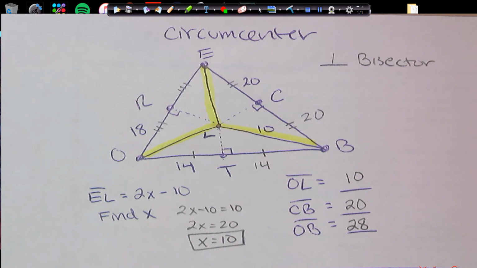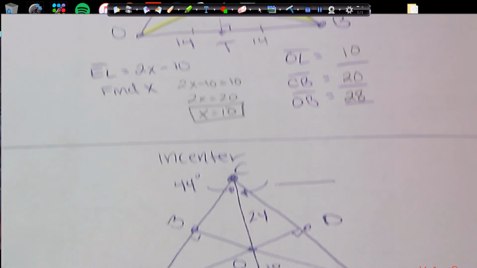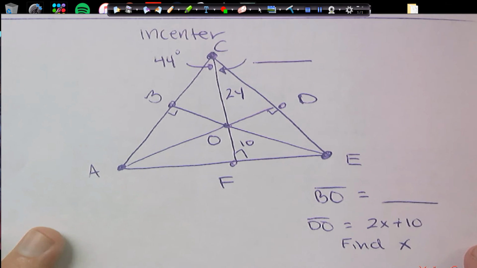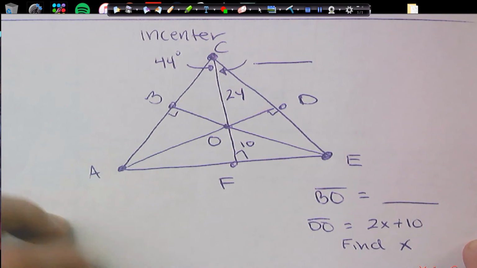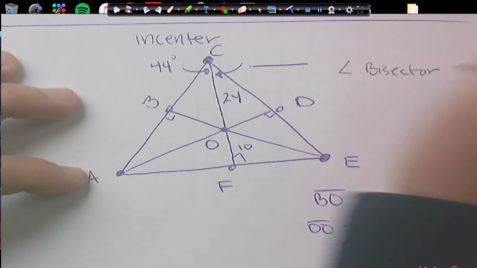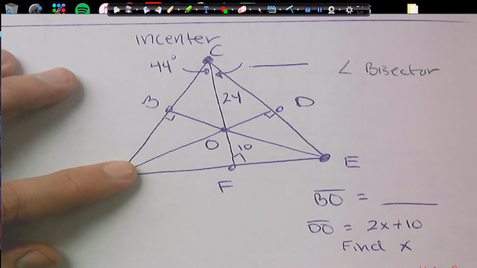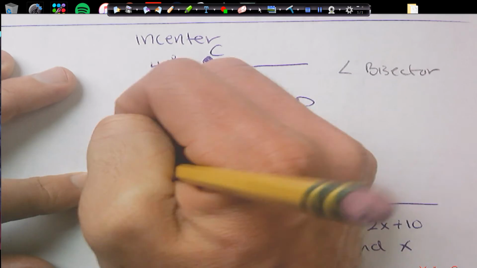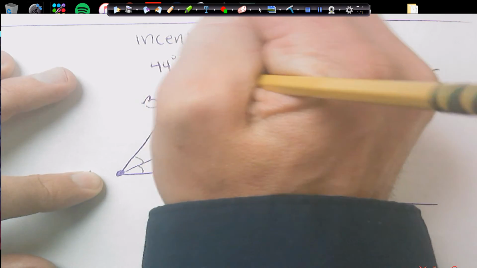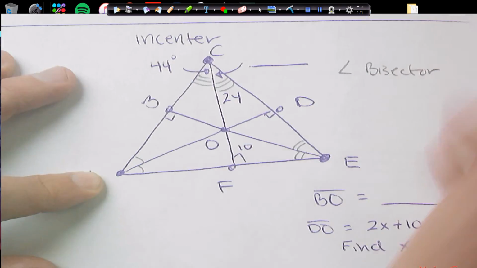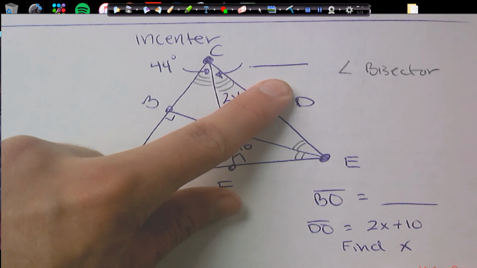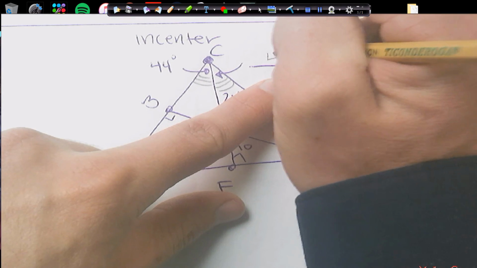All right, let's go ahead and move on down. Our next problem is using the incenter. Now if you recall, the incenter uses angle bisectors. Because of this, we know that all of these angles are cut in half. So this angle is congruent to that angle, and this angle is congruent to this angle. That starts me off with, if this is 44, what is this angle right here? Well, it's an angle bisector, so it's 44 degrees.